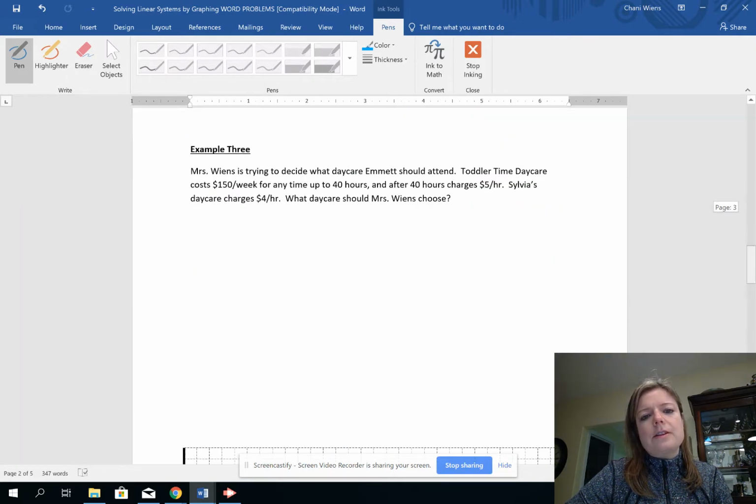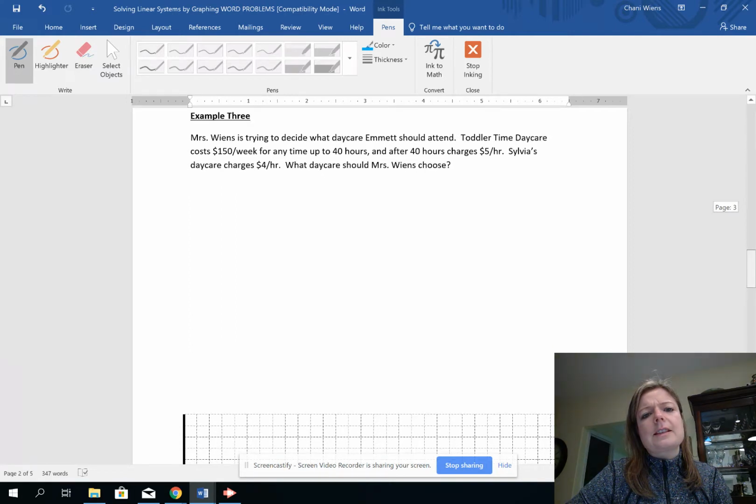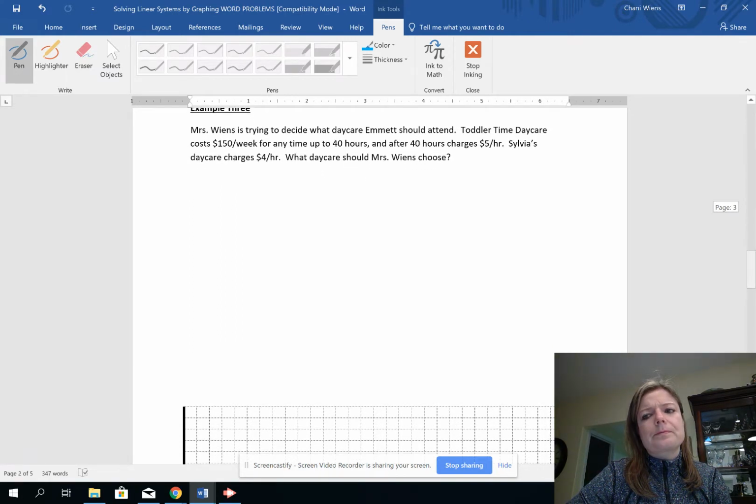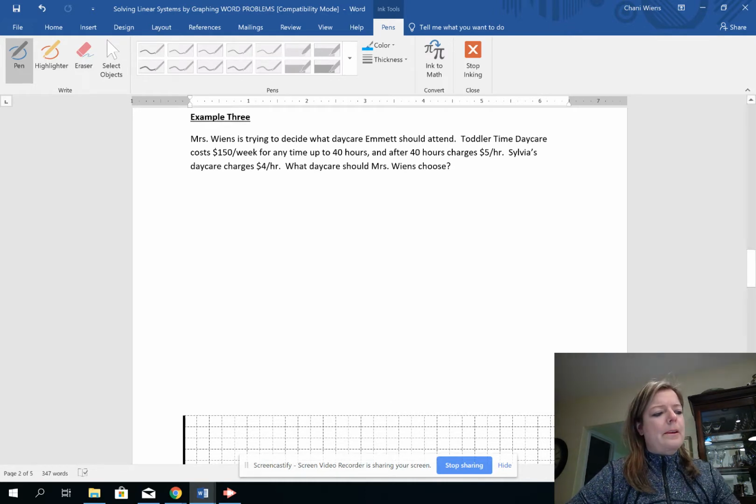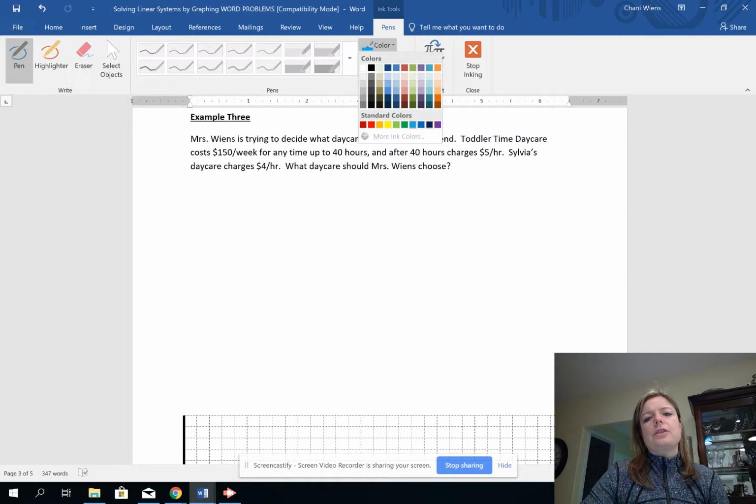All right, let's go on to another example that is similar to the one we just did. Okay, so Mrs. Wiens is trying to decide what daycare Emmett should attend. Toddler Time costs $150 a week for any time up to 40 hours. And then after 40 hours, charges $5 an hour. Sylvia's Daycare charges just $4 an hour. Okay, just whatever. So which one should I choose?